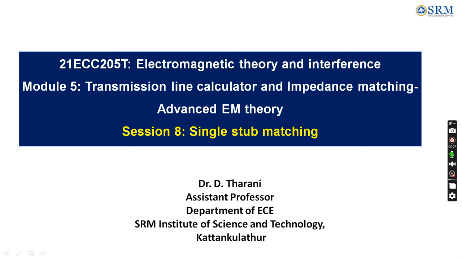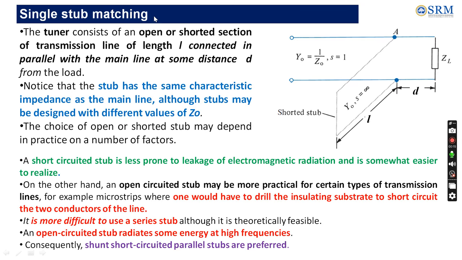In this session, let us see about one of the impedance matching techniques, which is called stub matching. Here we are going to see about the single stub matching technique. What do you mean by stub? A stub is a small piece of transmission line that is connected across the main transmission line so as to have impedance matching. So we know the reason why we go for impedance matching, right?